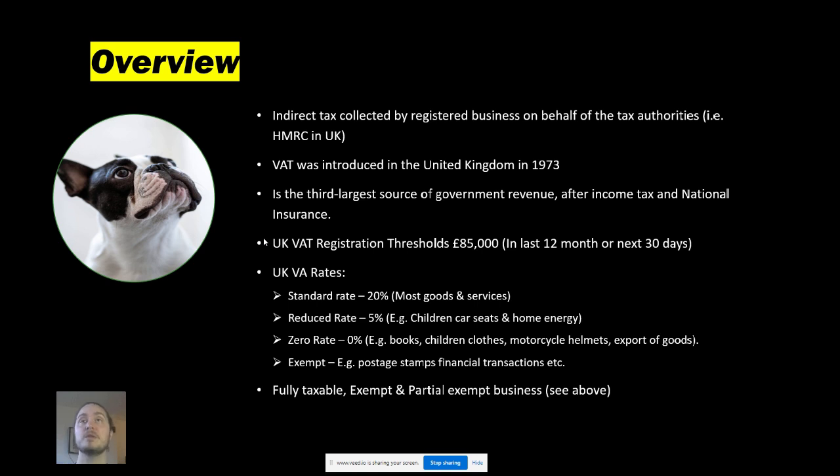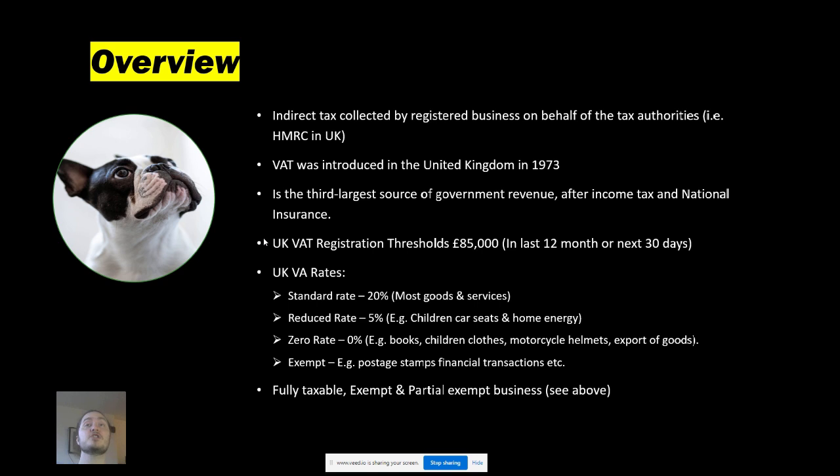Very important to note. VAT has been around for some time. It was introduced in 1973 and is the third largest source of government revenue after income tax and national insurance contributions. It's worth mentioning because it's a very important and significant tax that attracts lots of attention from HMRC and the government, and it's very easy to get wrong if we don't have a strong system to run our business and for our bookkeeping.